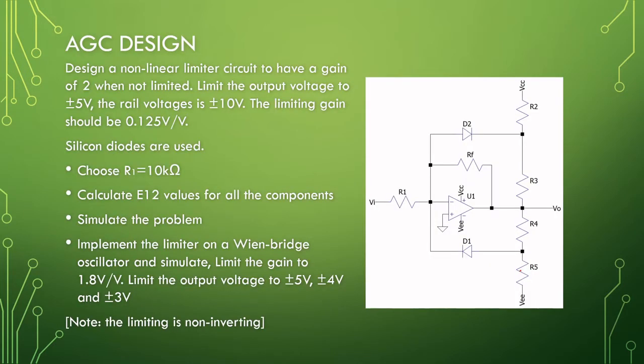Right, so time to implement these equations and see what you can come up with. I want you to design a non-linear limiter circuit to have a gain of 2 when there's no limiting happening, so just RF over R1. Then limit the output voltage to plus minus 5 volts when you have plus minus 10 volt rails.